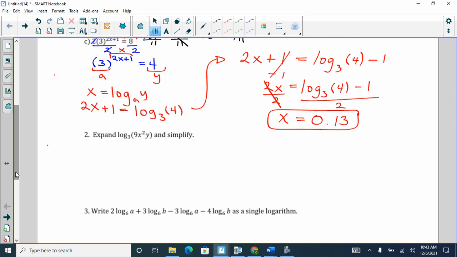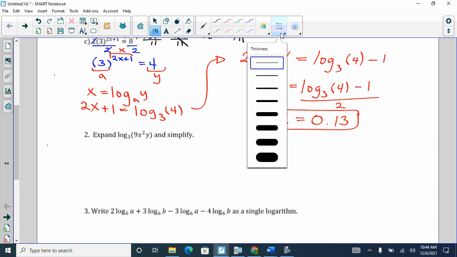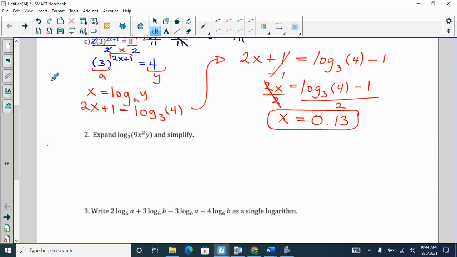This one wants us to expand. Expand log base 3, 9x squared y. Well, the way I will rewrite this is I will go log base 3, and then I do this. 9 times x squared times y. Why would I put those big multiplication symbols in there? What does that remind me to do?